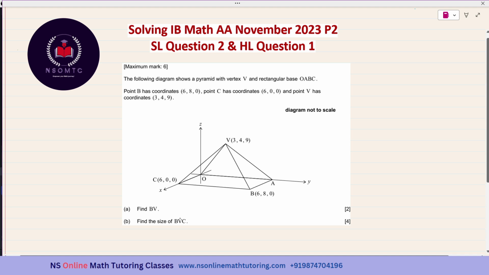Hello students, from today we start to solve the IB Math EA HL November 2023 paper 2. Today we'll be solving the very first question, that is the question 1 of this paper.